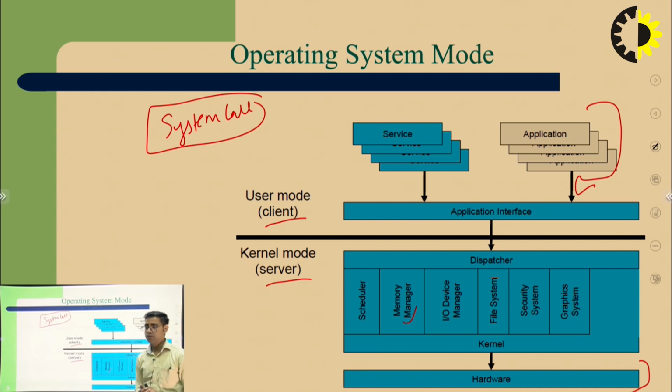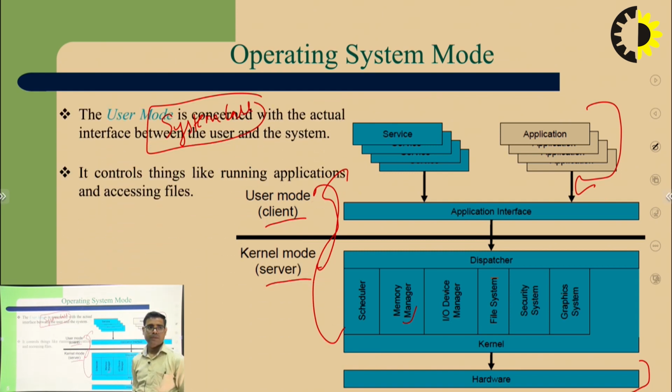Suppose the user wants CPU access for execution of different processes. Through the system call, the user can make a request to the system, and this system call comes from user mode to the kernel mode. Inside the kernel mode, the operating system responds to this system call, and then the response comes back to the user mode. So these are the main modes, the user mode and the kernel mode.